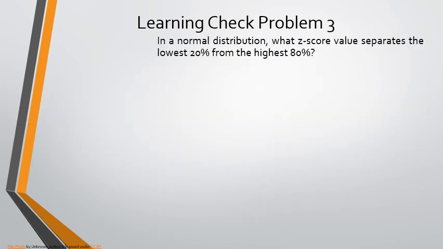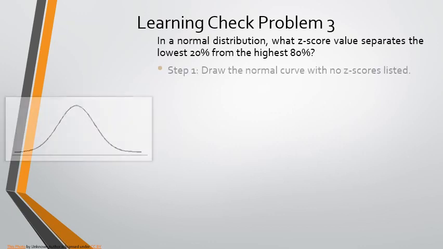All right, learning check problem 3. In a normal distribution, what z-score value separates the lowest 20% from the highest 80%? You could work this problem in multiple ways. I choose to use the words that they say first in a problem. This is lowest 20%, so that's how I'm going to work this problem.